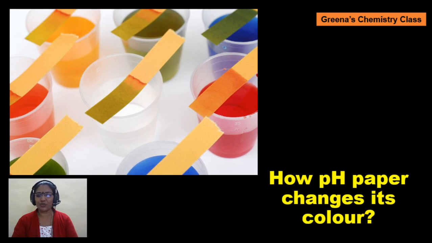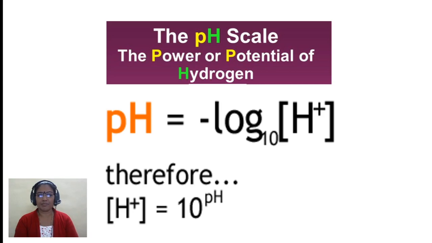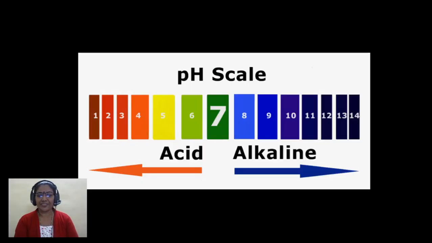In this video, today we are going to see how pH paper changes its color. The pH scale is the negative logarithm of hydrogen ion concentration. The pH scale ranges between 1 to 14. If the pH is neutral, then the pH will be 7. If it is less than 7, it is acidic pH, and if it is greater than 7, it is alkaline pH.